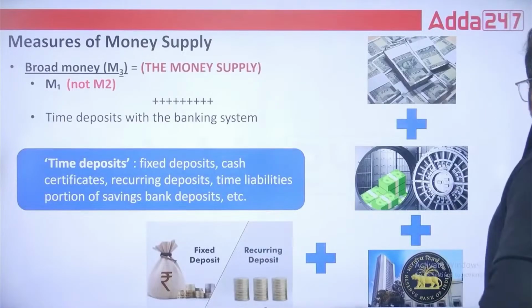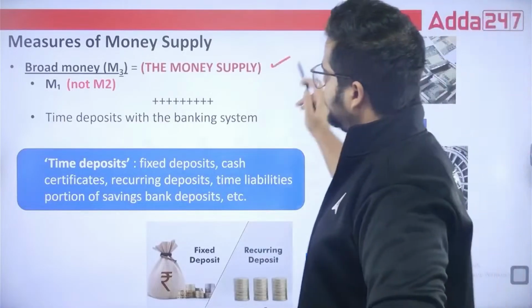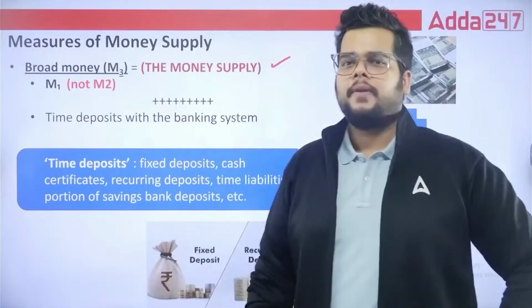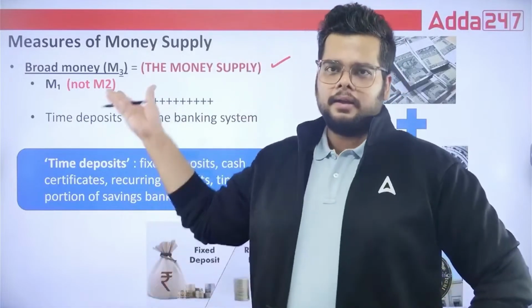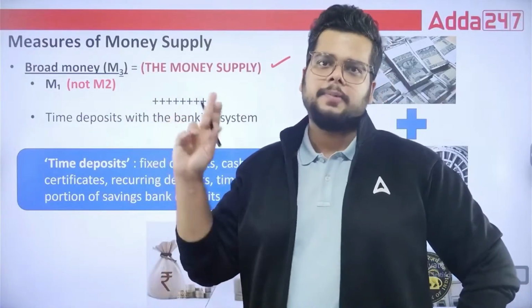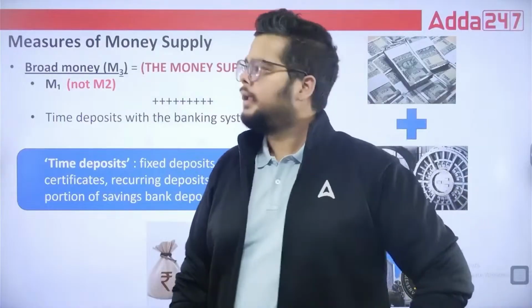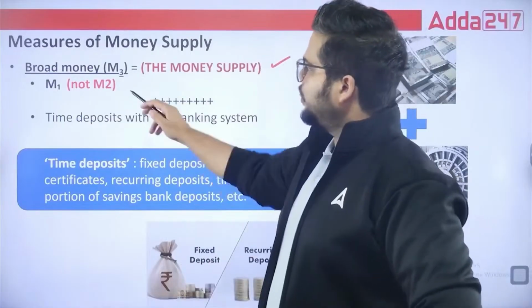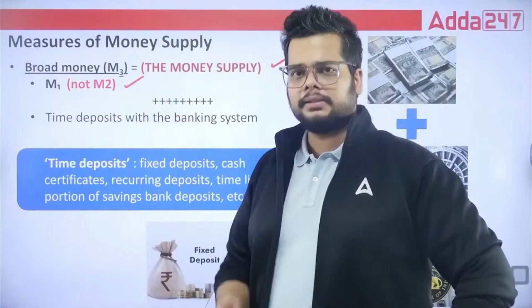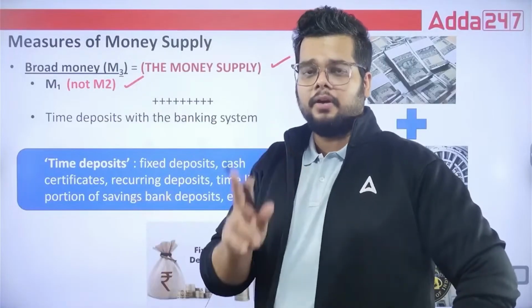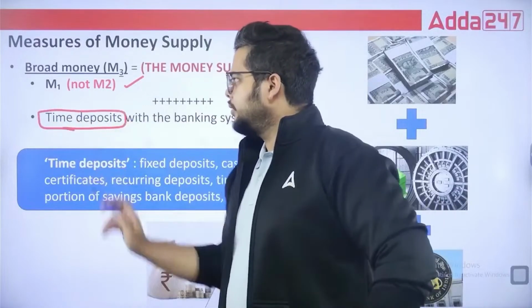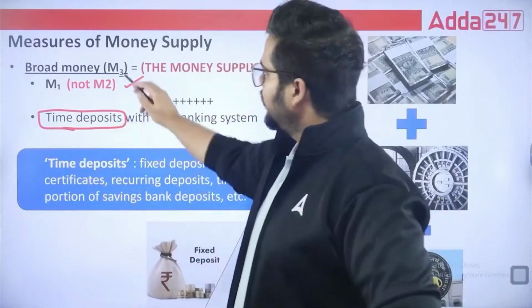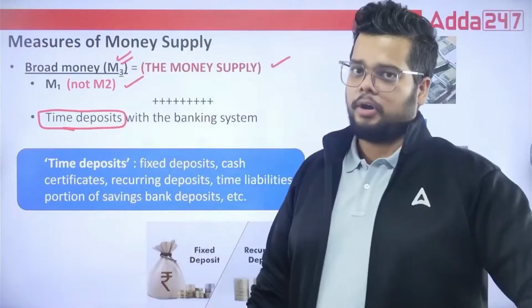Next, when we talk about the money supply, that is the broad money M3. Why is it known as the money supply? Because ultimately RBI implements the policy related to the money supply using this particular measure of money supply. So broad money will include M1, which has everything except your time deposit, and you will be adding this time deposit in order to arrive at your figure for M3, that is broad money.